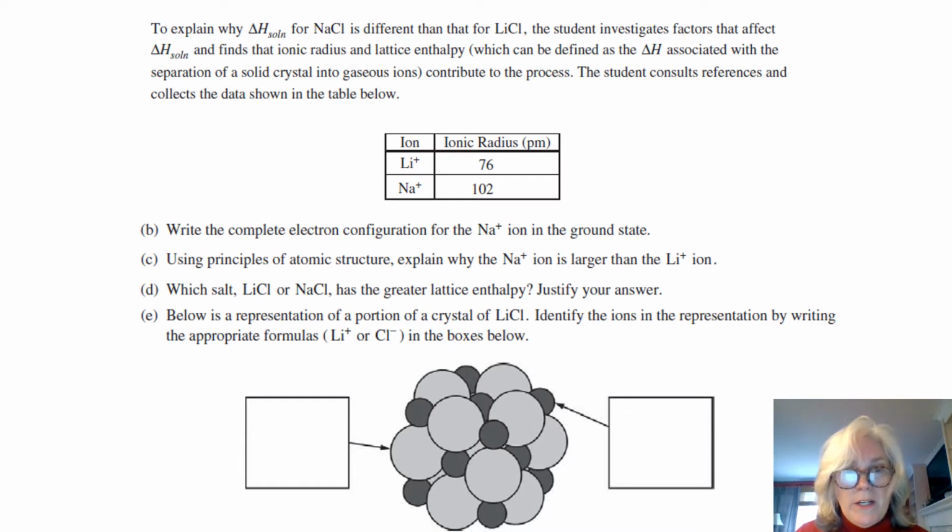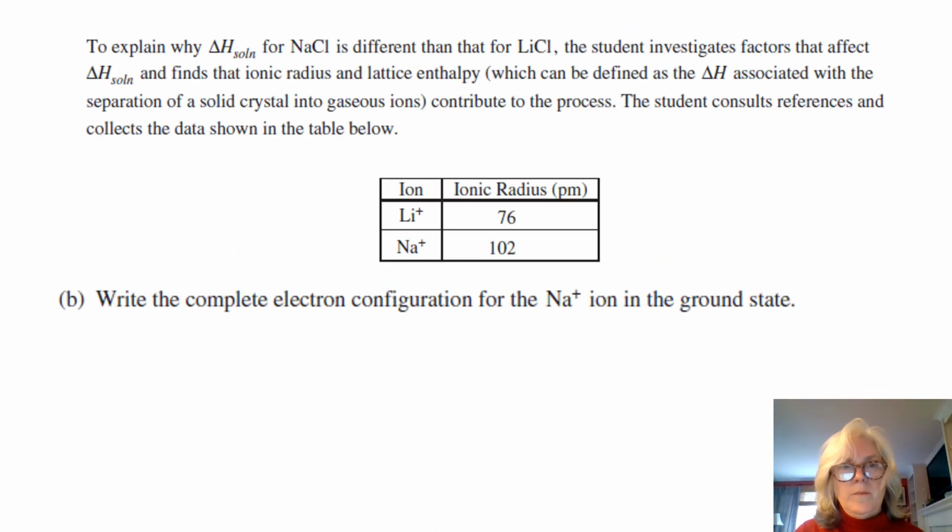Using this information, they want to know which one has a greater lattice enthalpy, and then they want you to label this. So we're going to tackle each part separately. We're going to do B first. For this, be careful, you're talking about an ion.